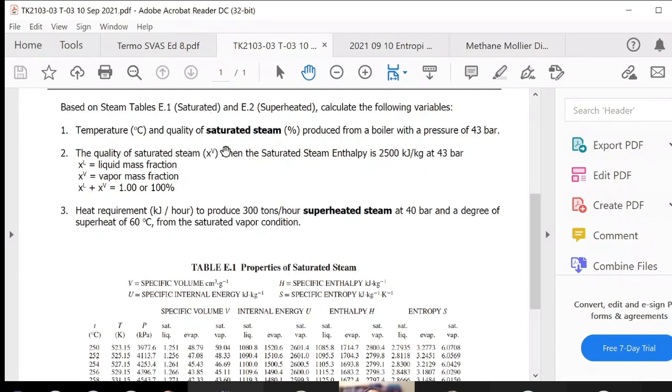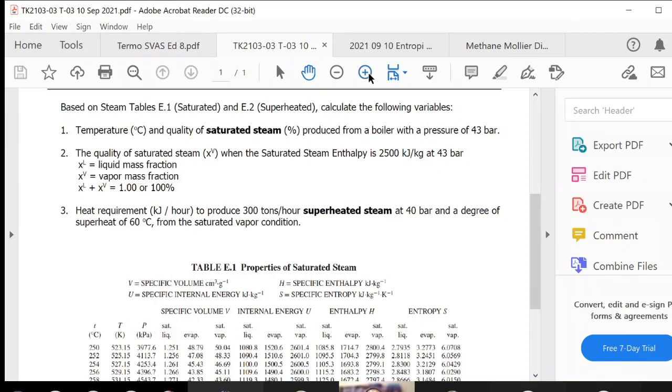We have a saturated steam. We have the pressure at 43 bars. You need to find out the temperature and the quality. The quality means either the liquid fraction or the vapor fraction of the mass.